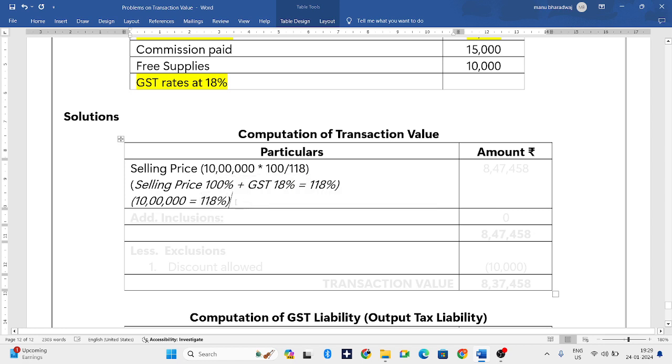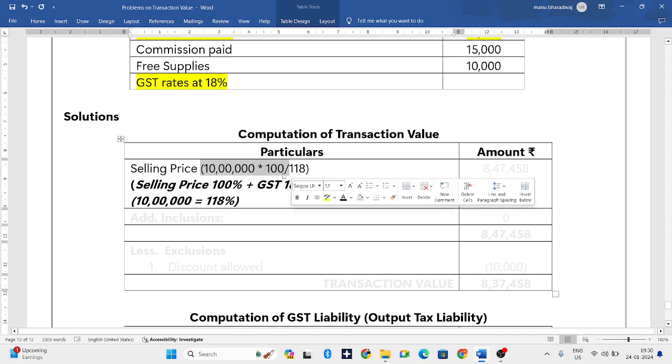So whatever the 10 lakh rupees amount they have given to us, it is 118%. How it is 118% means selling price is 100% plus 18% GST. So that 118% they have given. We want it for 100%. So we will multiply it by 100 and divide it by 118. So 10 lakh into 100 divided by 118, we will get 8,47,458 rupees. This is the selling price, means 100%.